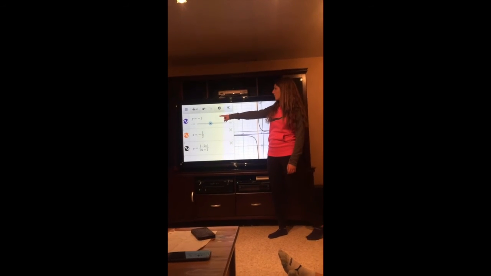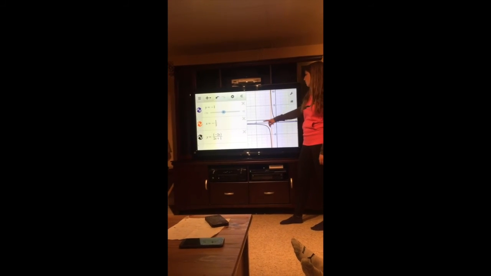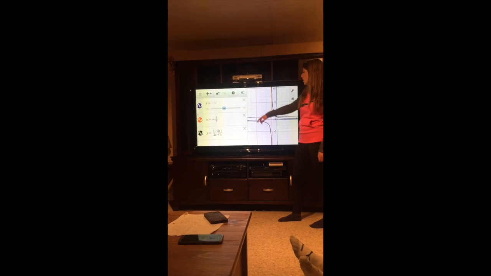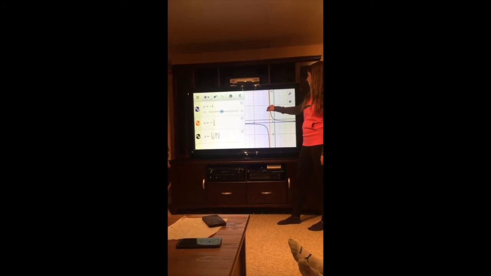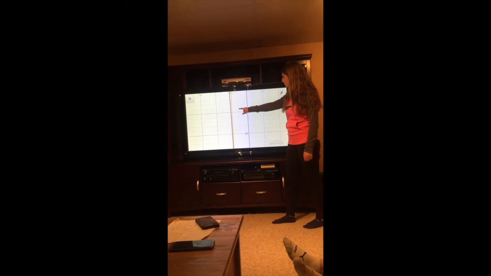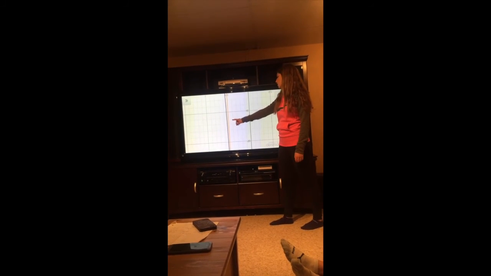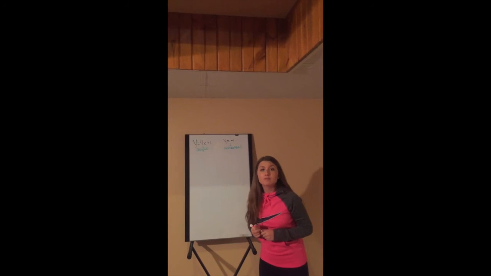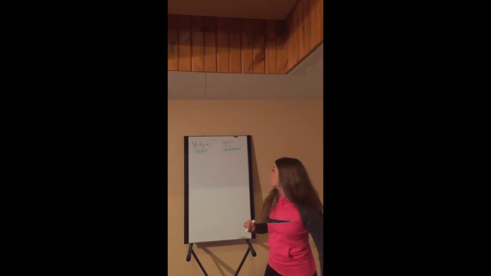So in this one, the purple is our horizontal asymptote, the orange is our vertical asymptote, and the black is our rational function. So as you can see, the graph approaches the asymptote just as in the last one, but it never touches it.